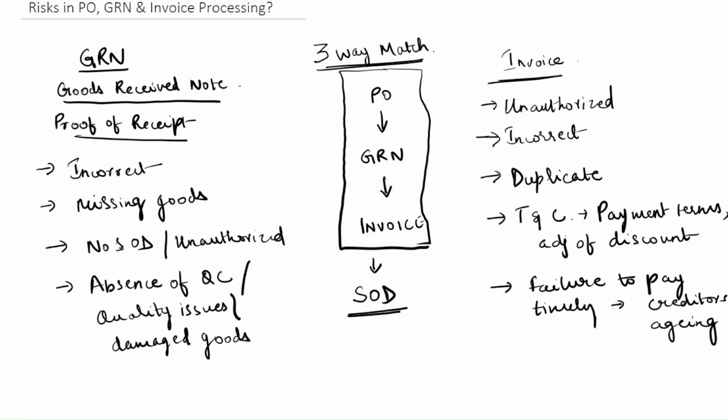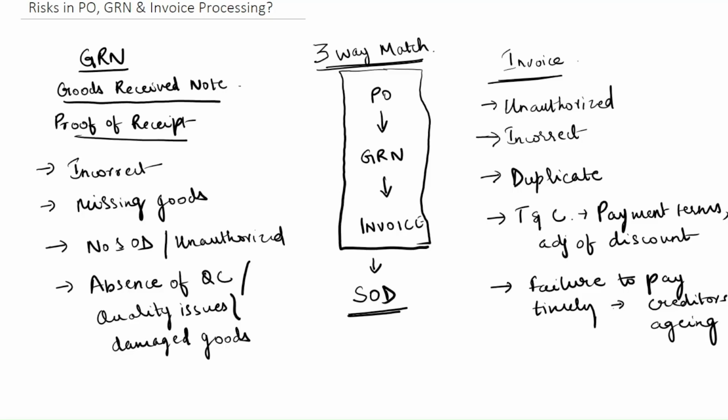So the next phase is the GRN and invoice processing phase. We already saw that a PO is a document which is raised by the procurement department to order the goods and services. Once the goods are received, either at the factory or at the stores, then the said department will raise a goods received note. This document is the proof that the goods have actually been received. And finally comes the invoice, which is issued by the vendor, which specifies the quantity of goods delivered and the amount payable to the vendor.